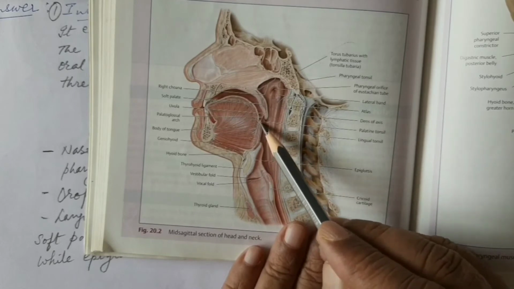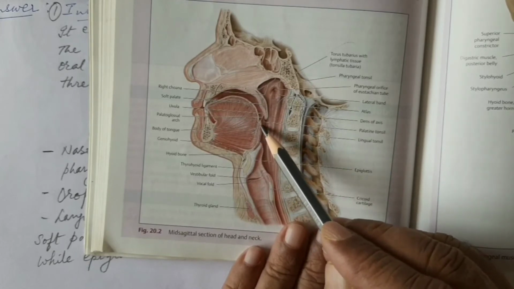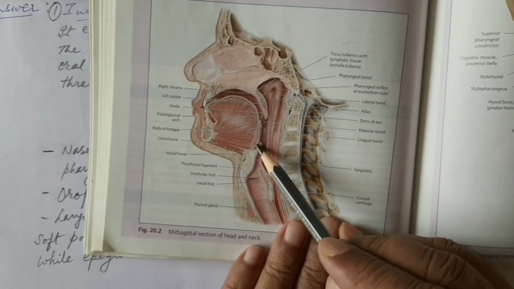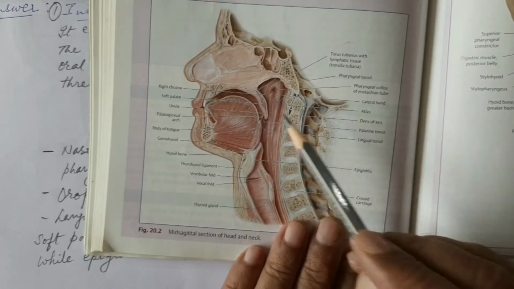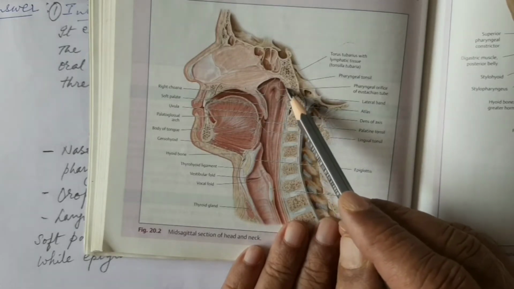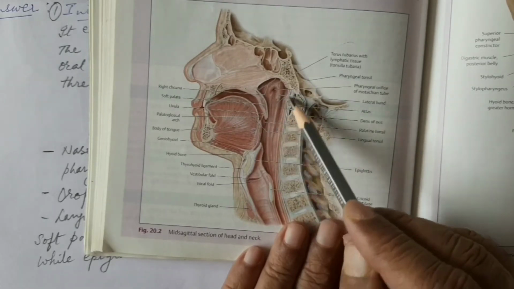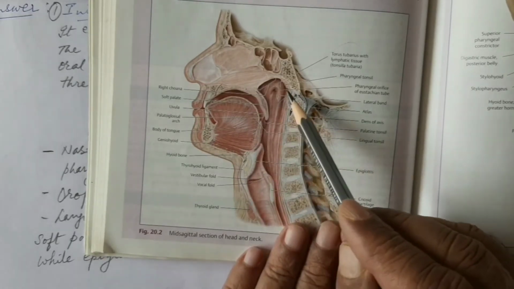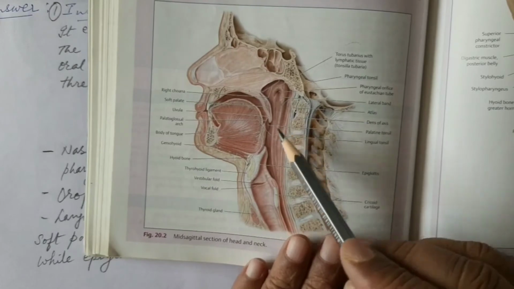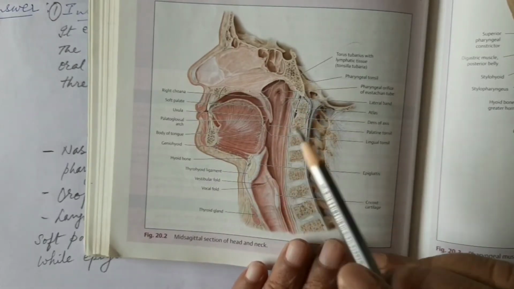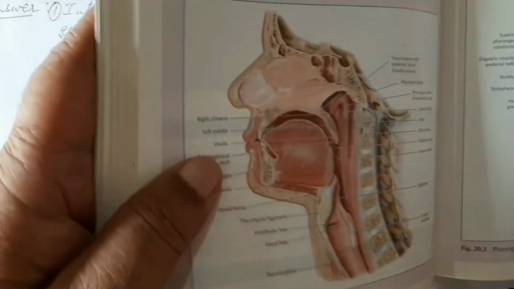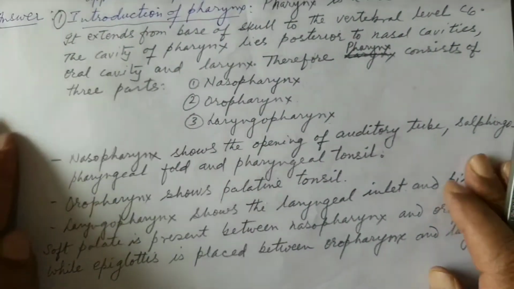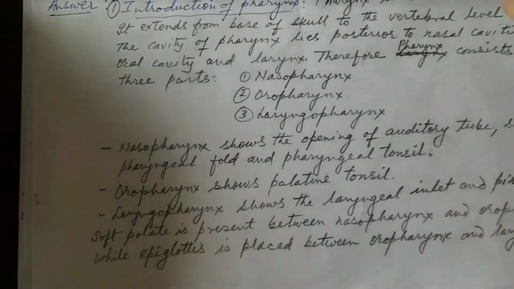And here is the lingual tonsil in the posterior one third. So this is the lingual tonsil swelling, this is the palatine tonsil swelling, and this is the pharyngeal tonsil, which ultimately form what is called Waldeyer's ring at the opening of the nasal and oral cavity. This is surrounded by various tonsils, which are nothing but collections of lymphoid tissue.